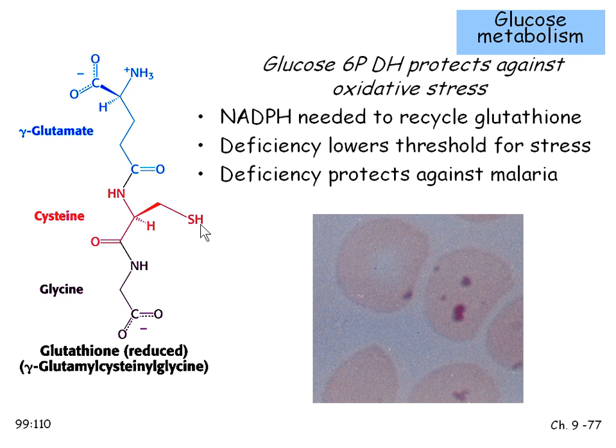And so glucose 6-phosphate dehydrogenase is important in fighting oxidative stress because it provides the NADPH that the red blood cells need. If you don't have very much glucose 6-phosphate dehydrogenase, you can't make very much reduced glutathione. And in that situation, your red blood cells will have a lower threshold for stress.